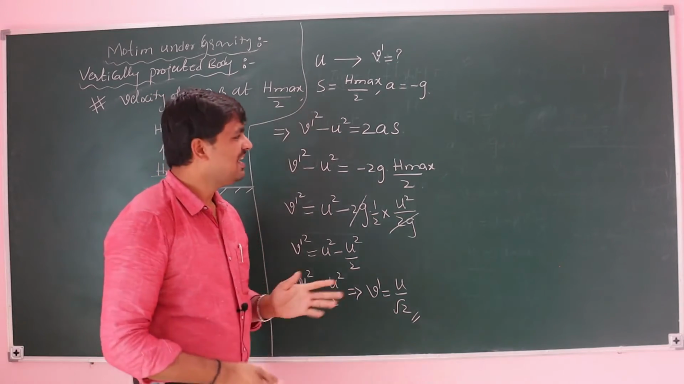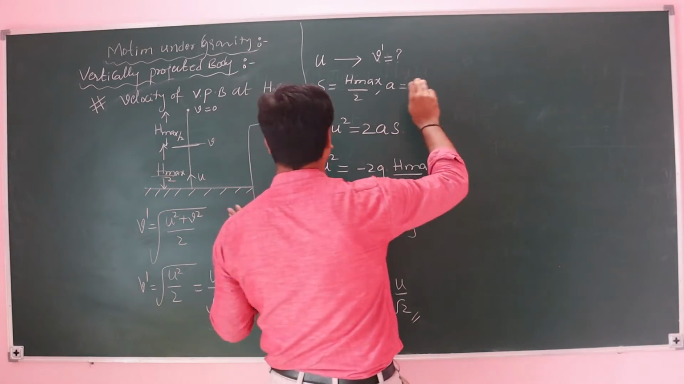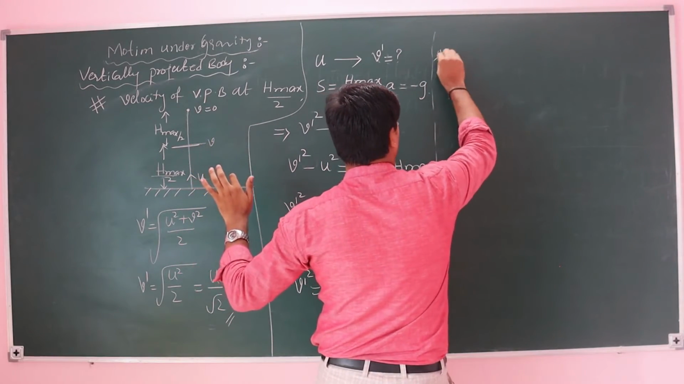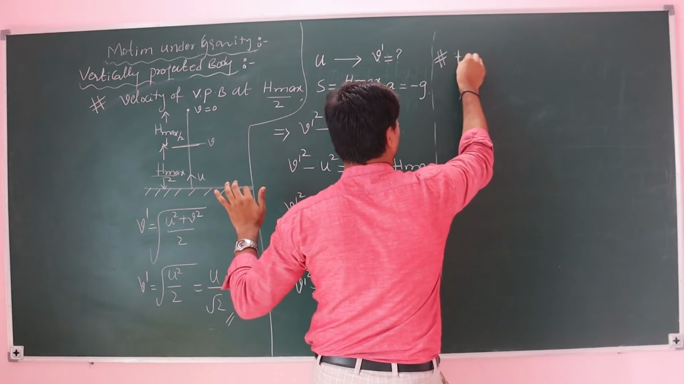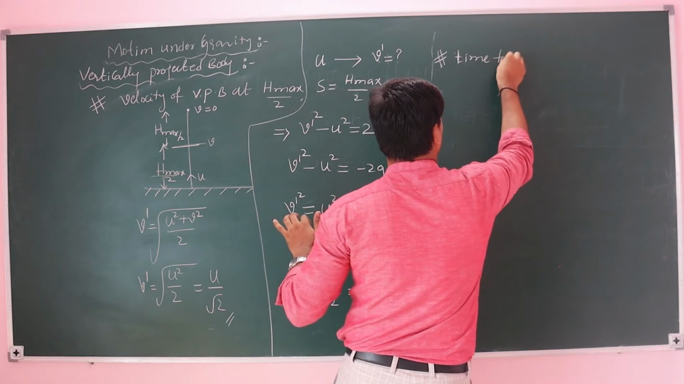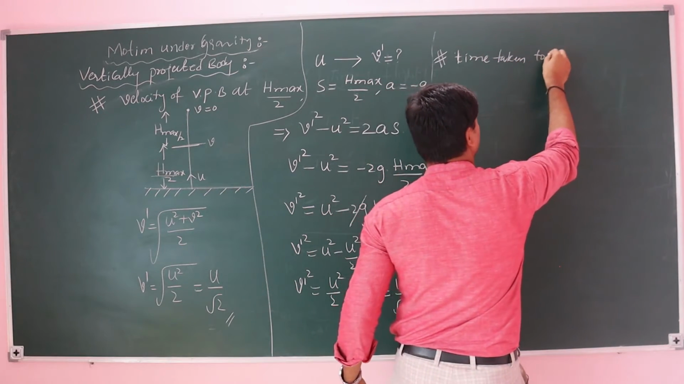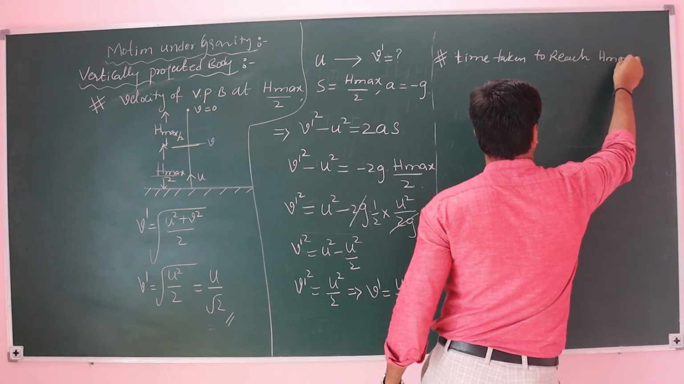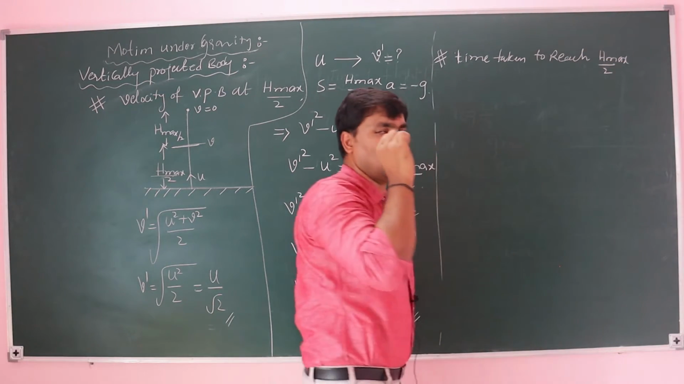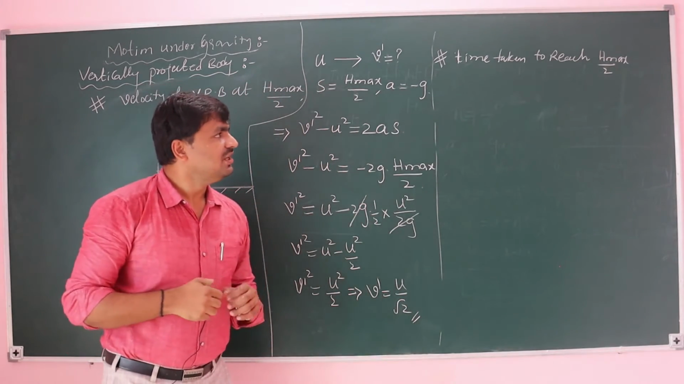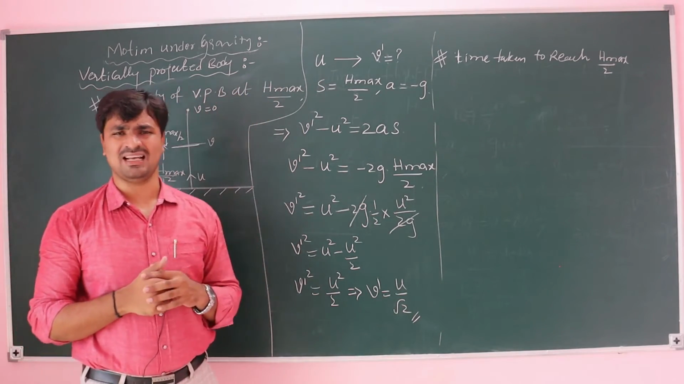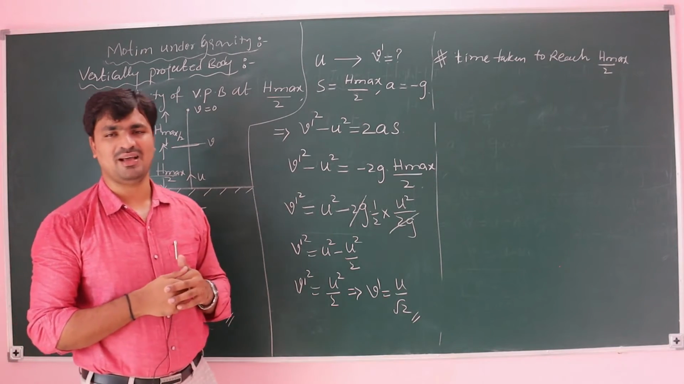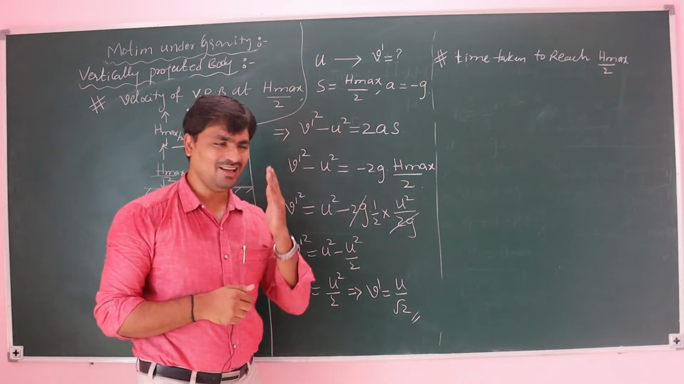Next, how much time is taken to reach half of the maximum height? Same question: the time taken to reach h max by 2 for a vertically projected body, that is, to cover half of the maximum height.